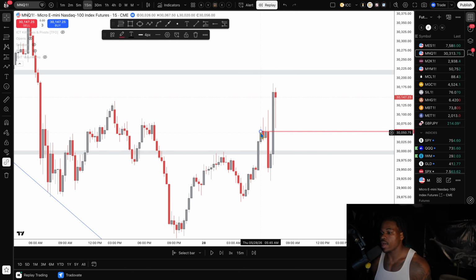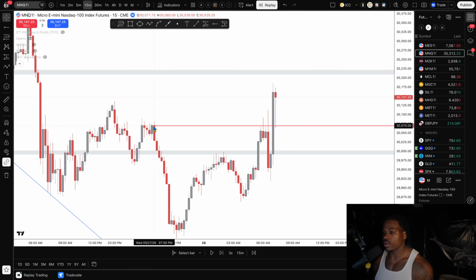But you also want to mind those last highs. Of course this was a level, but then you also got this level here, because if you're not able to get in fully, we hope to get in here, but this was like 15 points away on NQ. You know what I'm saying?